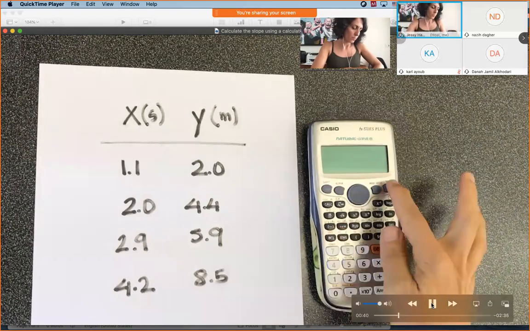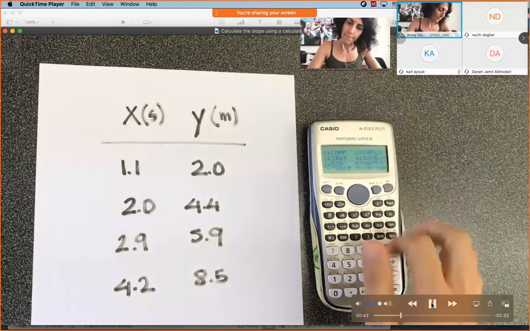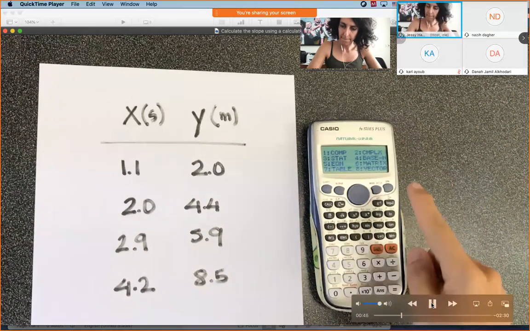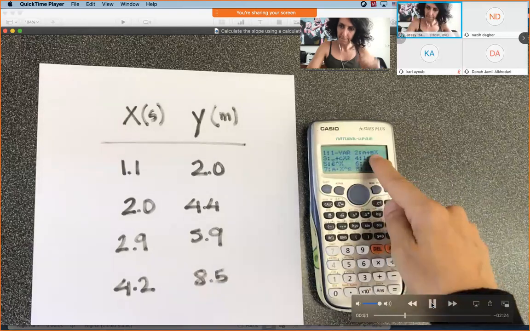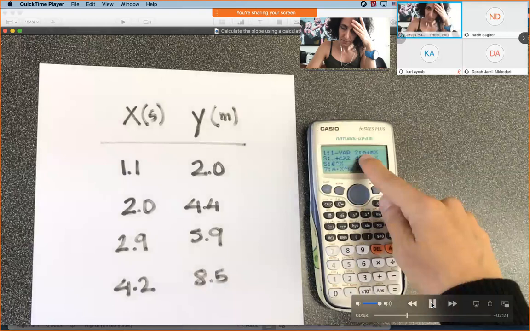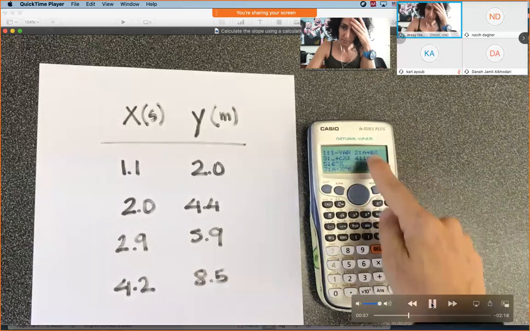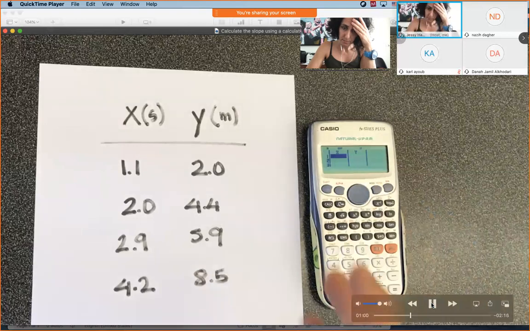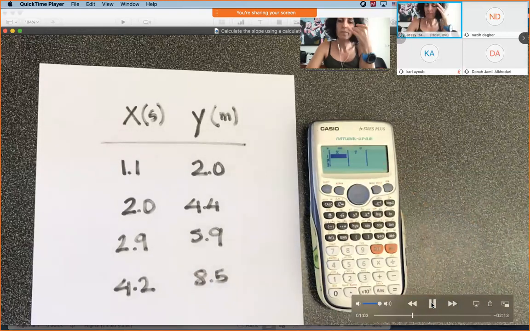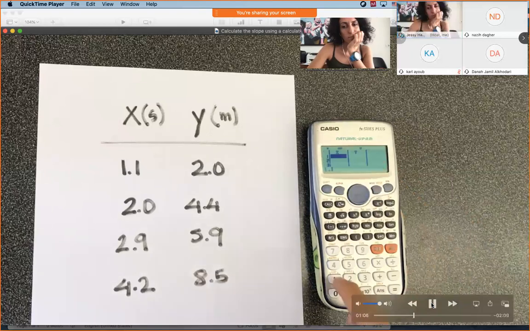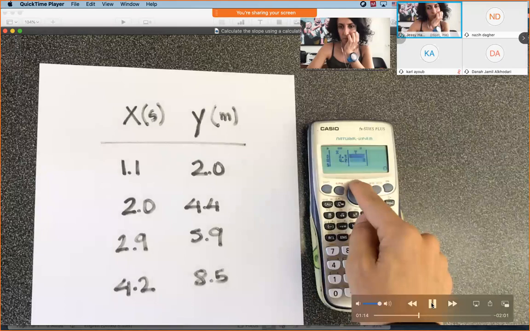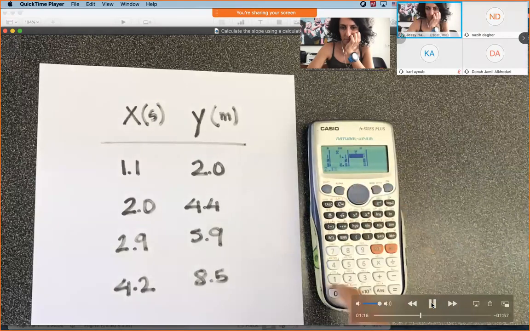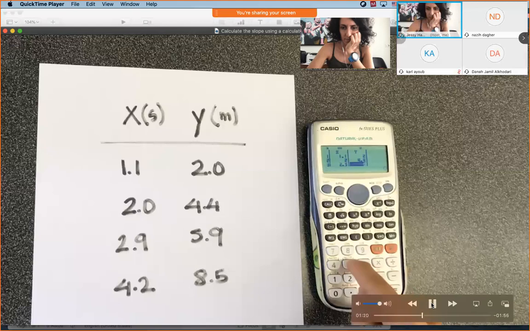So you put your calculator on, go to Mode, and then go into Stat 3. You go into A plus BX, which is the equation of a straight line. A would be the y-intercept and B is the slope. So 2 is the option I need to pick. You plug in the values from the table, making sure all the values are in x first, then y. So 1.1 equals, 2 equals, 2.9 equals, 4.2 equals, and then I go into the y-values: 2.0, 4.4, 5.9, and then 8.5.